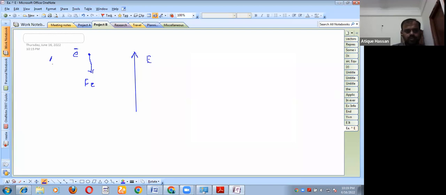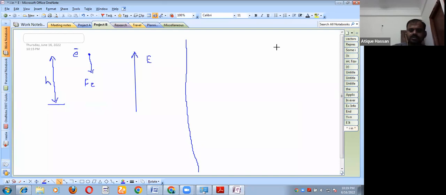So suppose it falls through a distance h in the vertical direction. Till now, both of you got it? Now the question is saying that the direction of the electric field is reversed. What did we do? The direction of the electric field is reversed. The electric field becomes downward. Previously it was up.